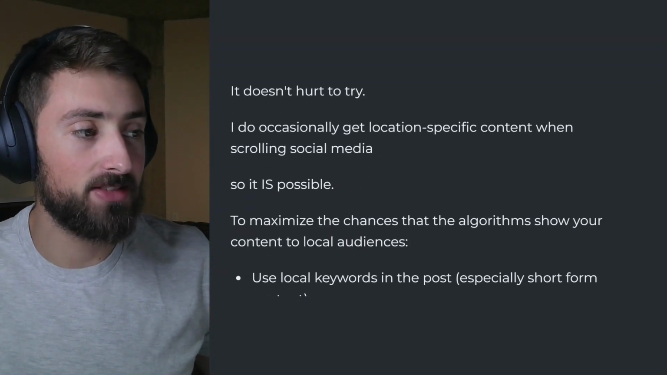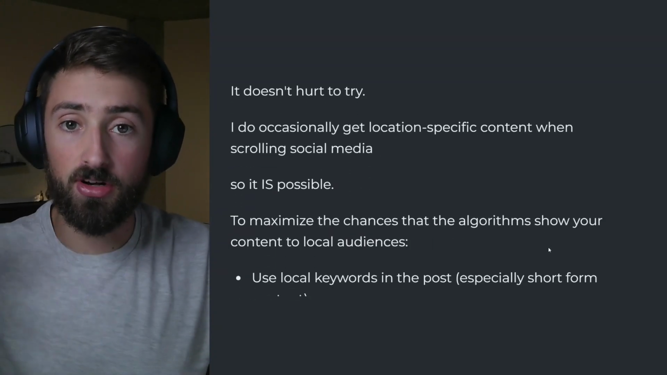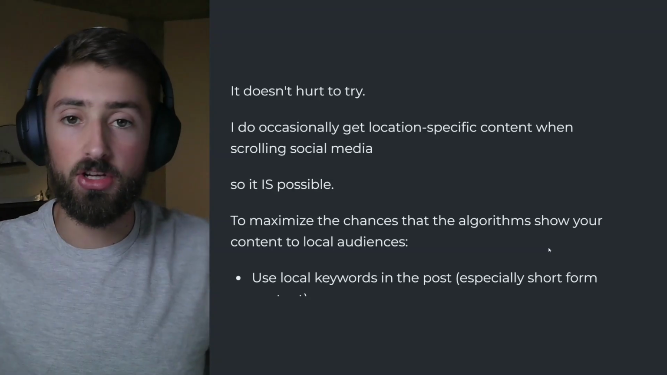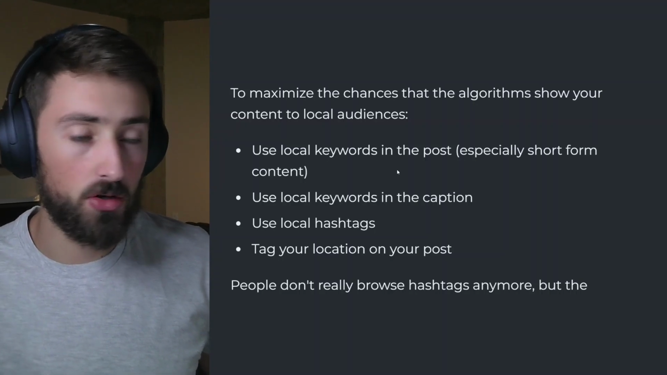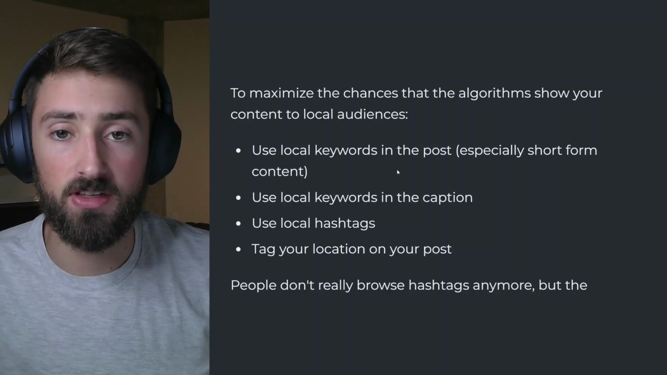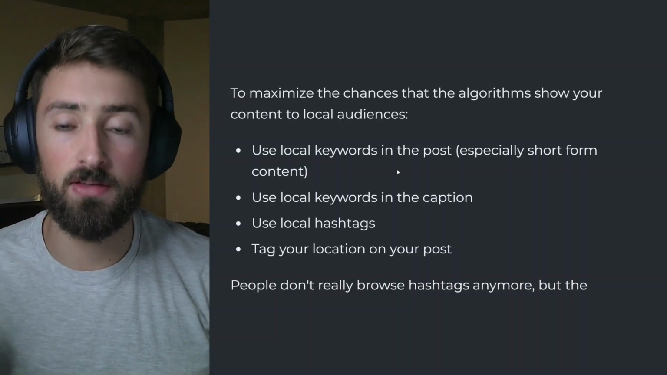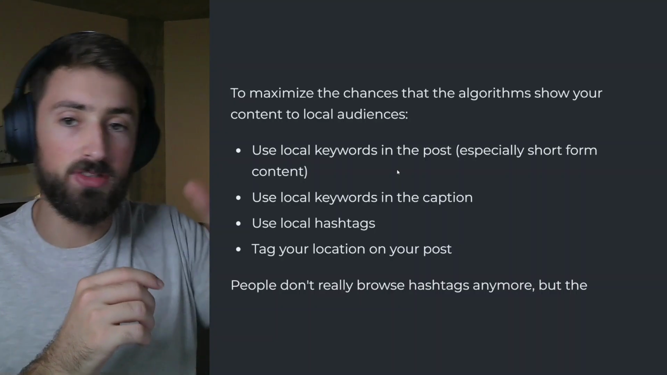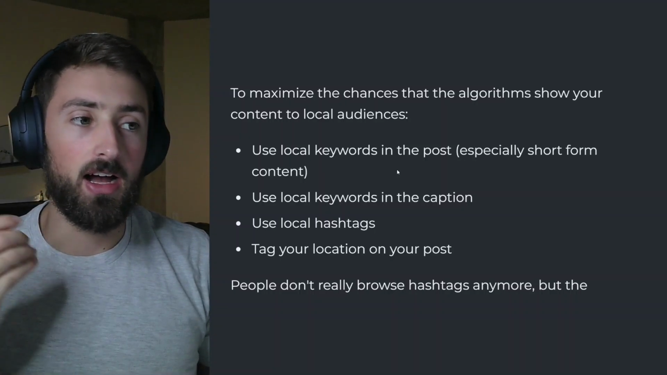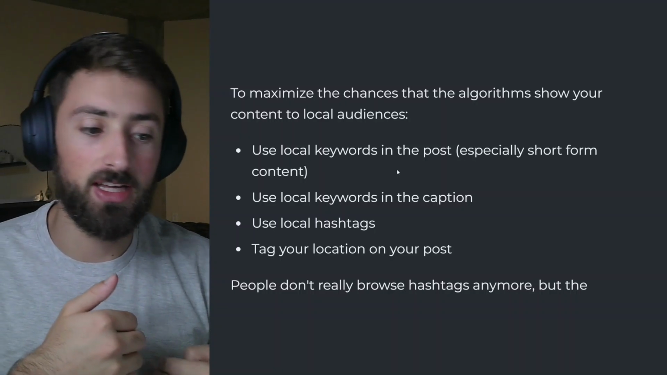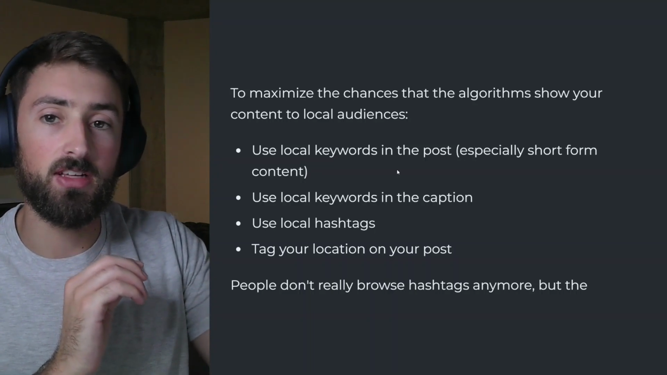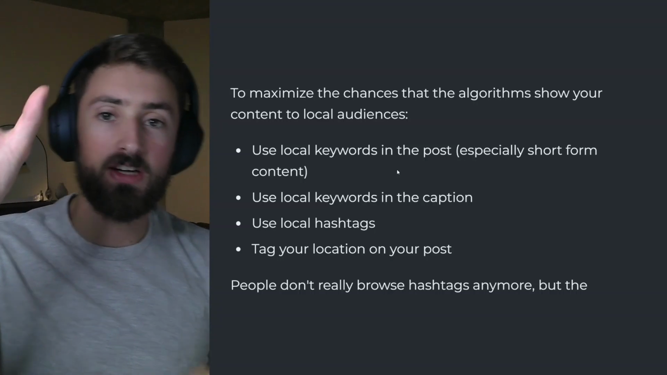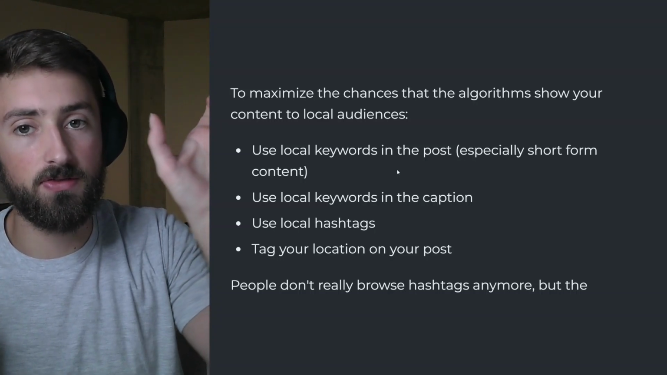So to maximize the chances that the algorithms show your content to local people in your local area, there's a handful of things that you can do. The first thing here is to use local keywords in the post itself, especially short form content. So if you create an Instagram reel, you could put text on the reel that says, come get a hydrofacial in Scottsdale, Arizona, or wherever your location is, right? So you're using the keyword of hydrofacial, and you're also using the keyword of Scottsdale, Arizona.